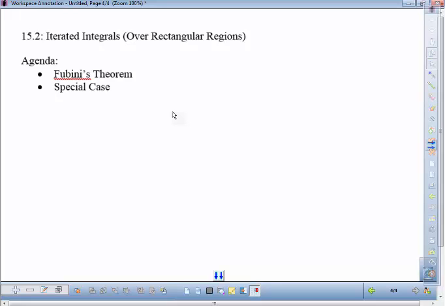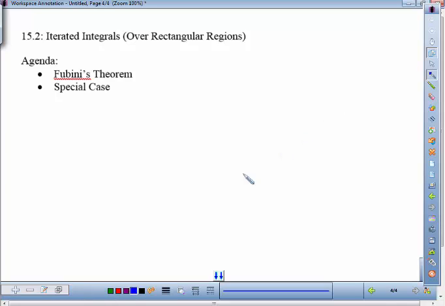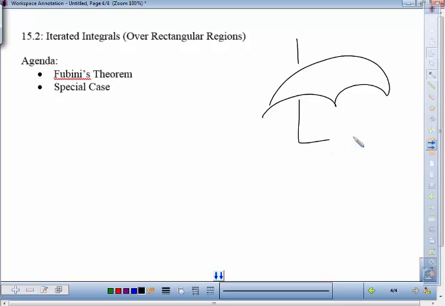So what we're going to do now is we're going to try to take a look at this and approach the double integral from a more symbolic, algebraic perspective. And the way we're going to do that is we're going to take a look at sliced bread.